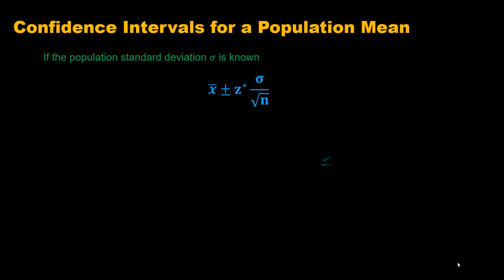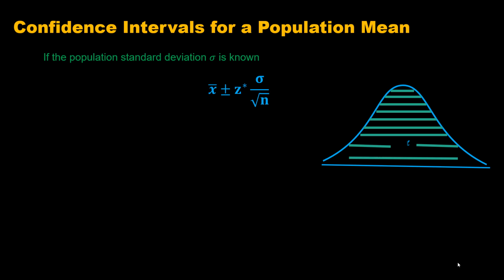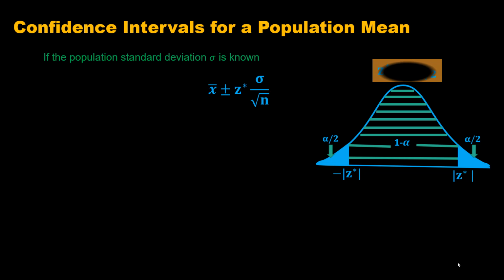To find the z star, we need the standard normal curve. Then the middle area 1 minus alpha and the other two areas in the corners alpha over 2. Then we can find the z star. In the notation, we can write z star as z alpha over 2. What is the alpha over 2? Alpha over 2 is the area at the left side.